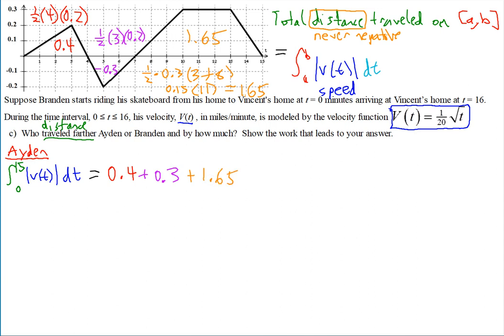And then you add those all up, and we get 0.7 plus 0.65 gives you 2.35. And the units for distance here are miles. So that's how far Aiden traveled.